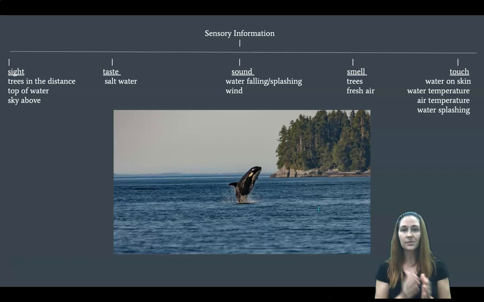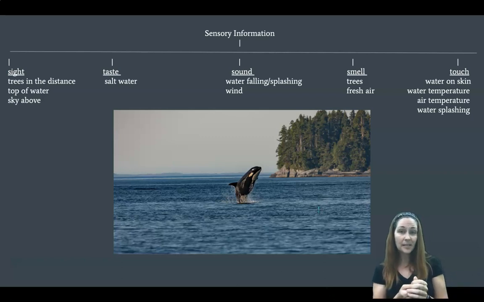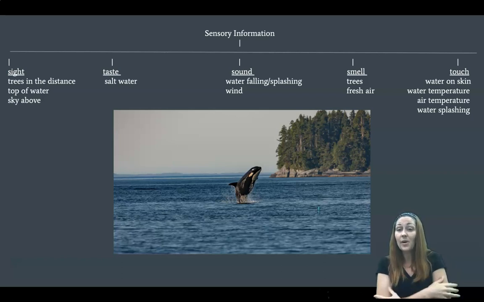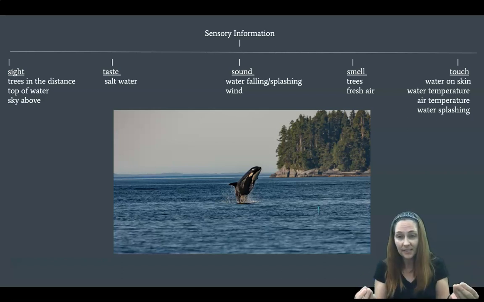Salt water. Sound: the water splashing, perhaps there's wind. The smell might be trees, fresh air. Touch: water on skin. Oh yeah, the water temperature, the air temperature, and the water splashing. So this is just sensory information. Yes, we're making inferences on what this creature is using, and that's okay.